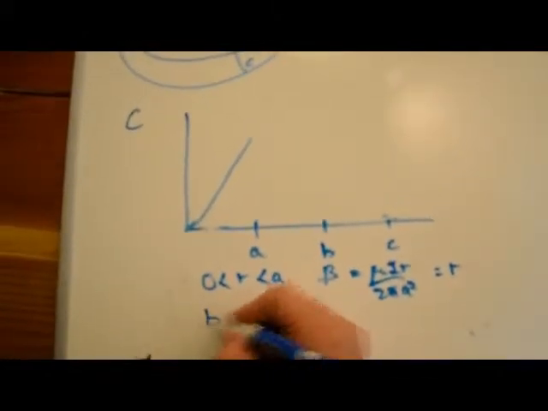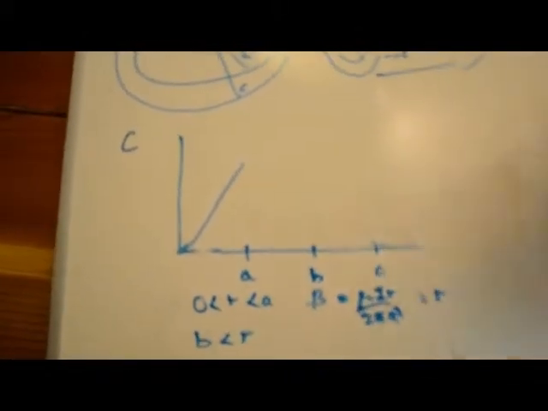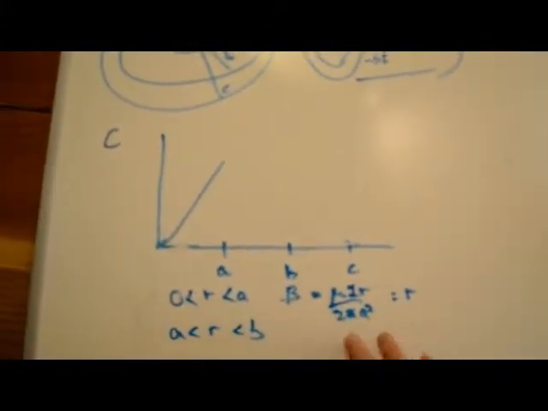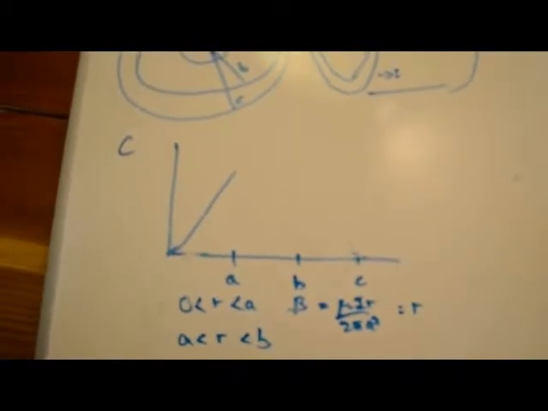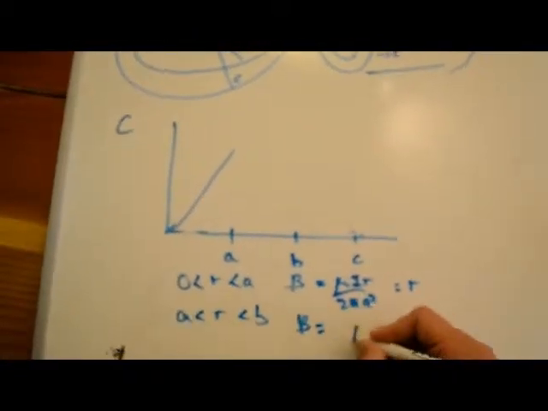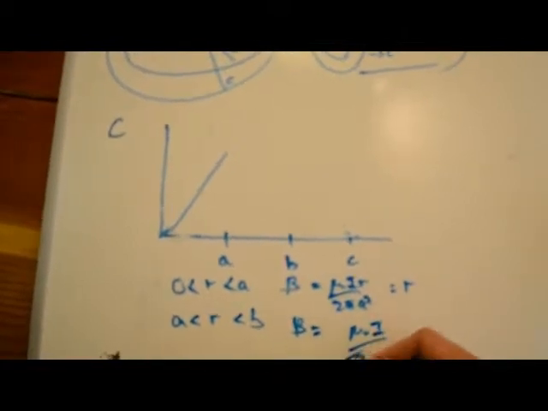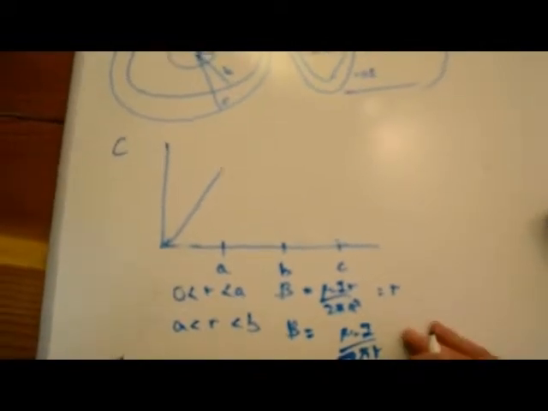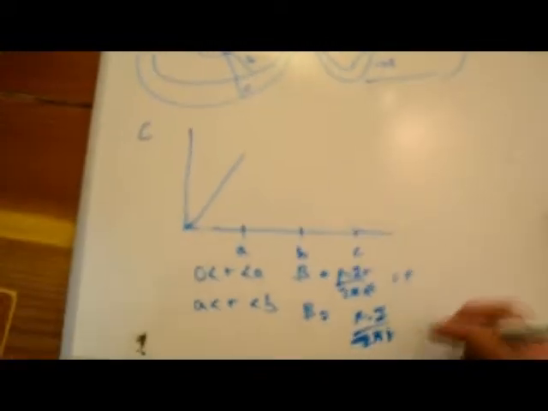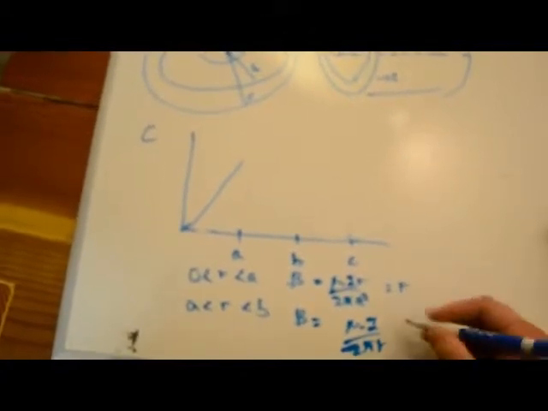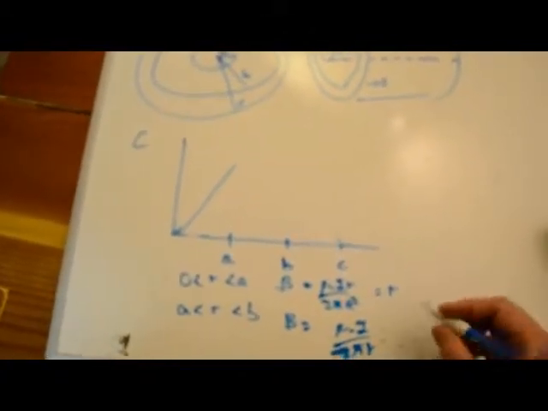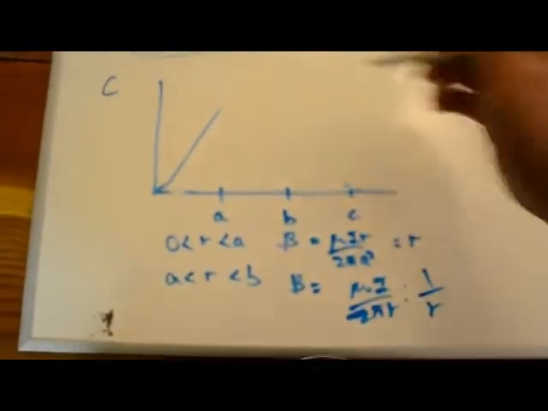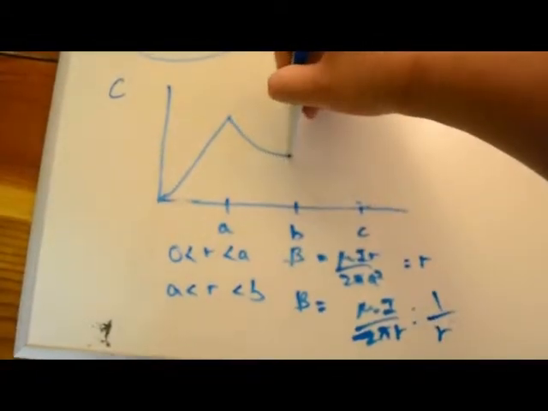Okay, so from A to B, we also figured out from part A that the magnetic field is equal to mu naught I over 2 pi r. So this time, we know that the magnetic field is decreasing because the radius is increasing, and it should decrease at a rate proportional to 1 over r. So it should be a curved line.